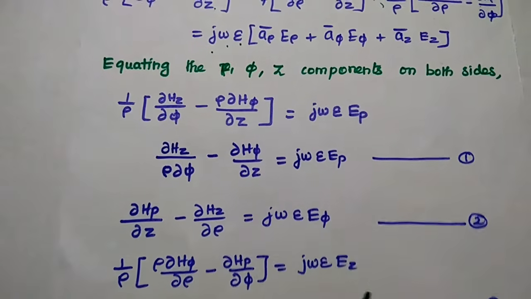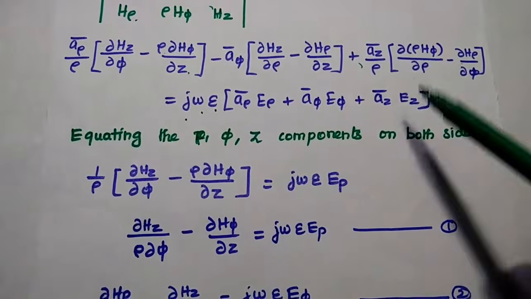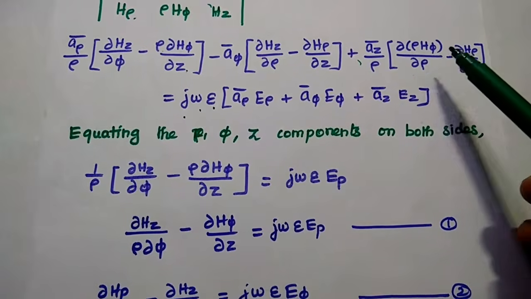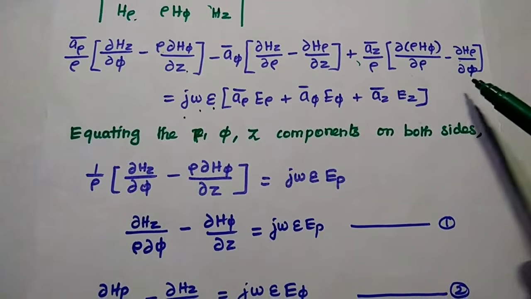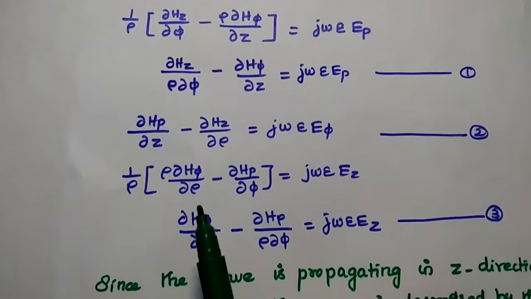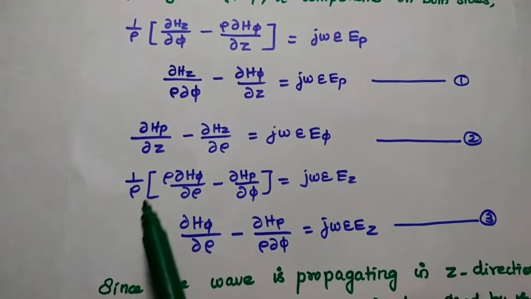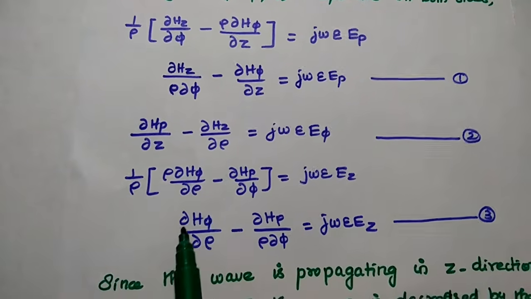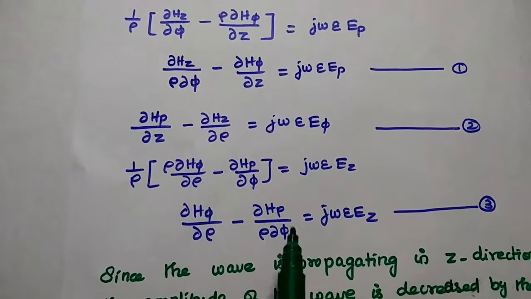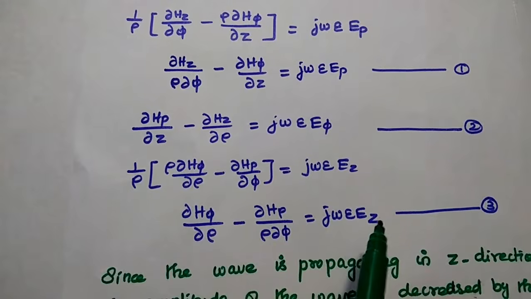Then the z component, that is nothing but 1 by rho dou rho H phi by dou rho minus dou H rho by dou phi is equal to j omega epsilon Ez. Then we multiply inside by 1 by rho. Here the term cancels, and we get dou H phi by dou rho minus dou H rho by rho dou phi is equal to j omega epsilon Ez.